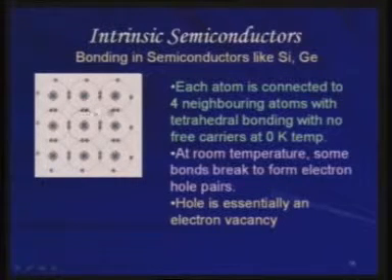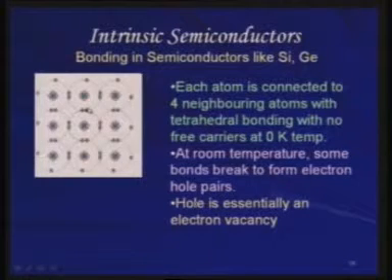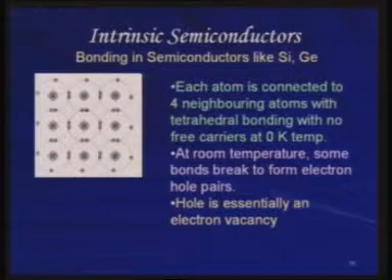Now what happens when an electron gets ejected here? It leaves one void, or a deficiency of electron, which is called a hole. So you have two types of carriers in semiconductors: one is the electron, and the other is the deficiency of electron, which is called a hole.